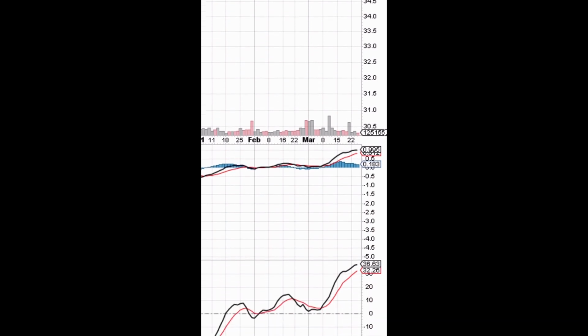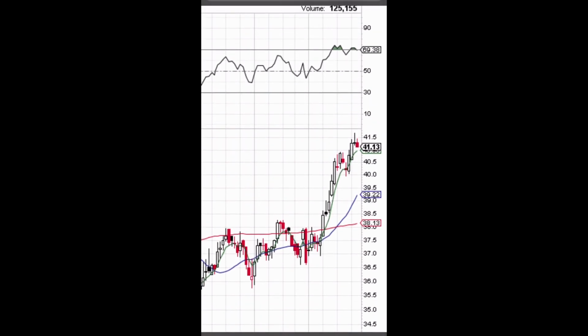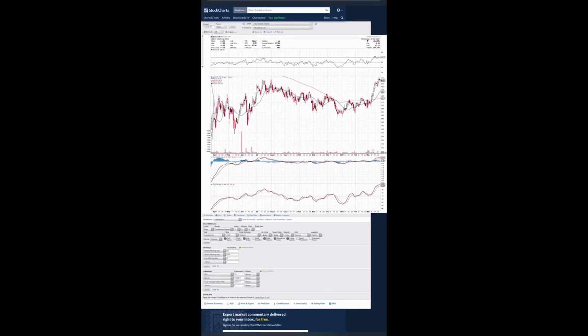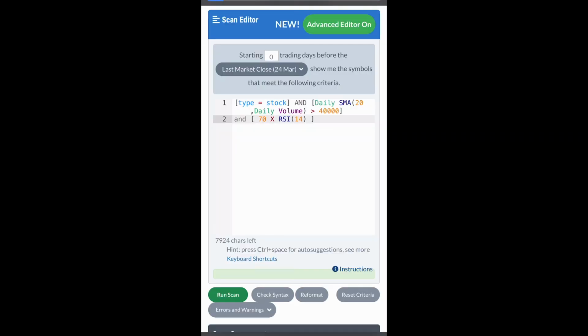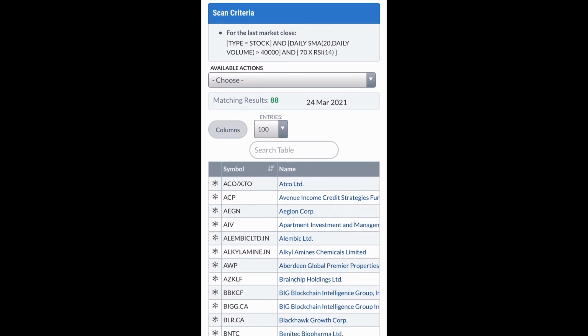Like I said, when it comes to shorting stocks, I'm not a professional, but if you're looking to short a stock, you want it to be getting ready for a downtrend, right? So this is something to consider. But overall, this is another indicator. I know RSI is a really popular one. I hope this is helpful. This one came up with 88 results, right? Looking at the last market close.